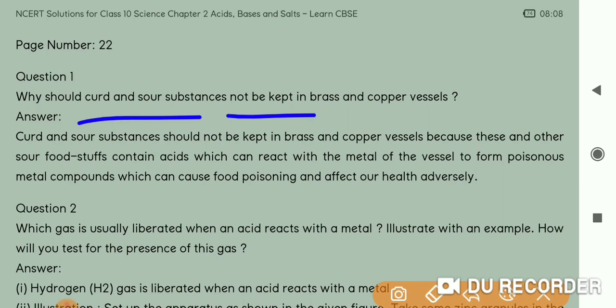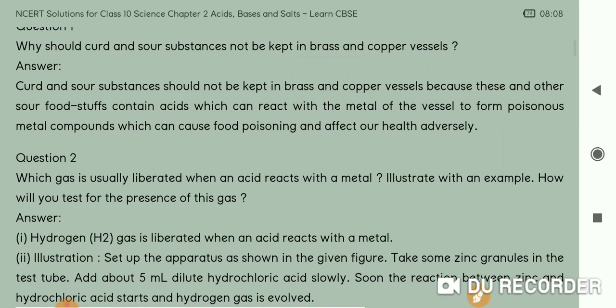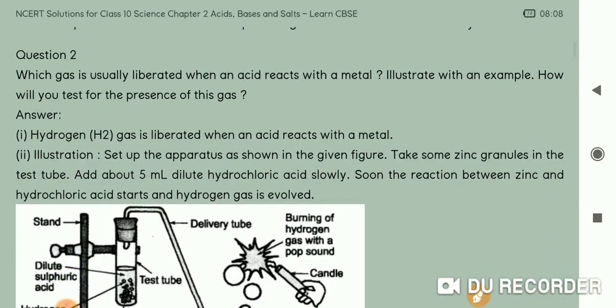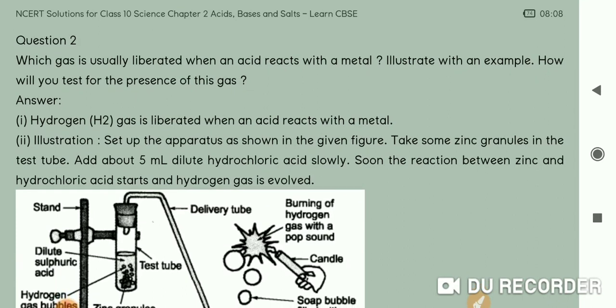We know that acids react with metals, and if you store these acids in metal containers, meaning sour substances which have acid in them, the reaction takes place to form hydrogen gas along with other metal salts that can be poisonous and can affect the health very badly. Question number 2 on the same page is: which gas is usually liberated when an acid reacts with a metal? Just now I told you, acid reacts with metal to always form hydrogen gas. Illustrate with an example. How will you test the presence of this gas?